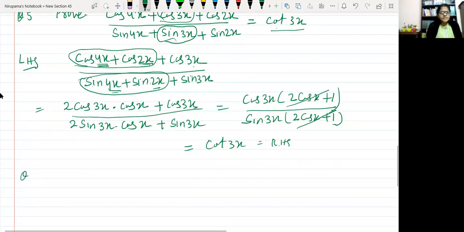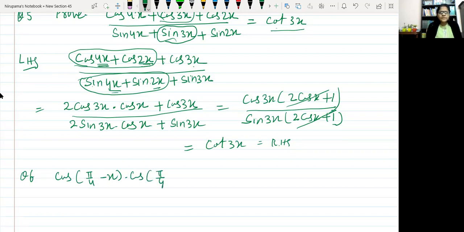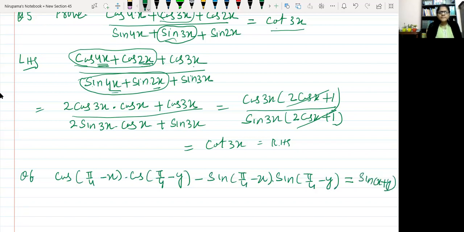Okay, so this is question number 6. Then the sixth question you have cos(pi/4 minus x) cos(pi/4 minus y) minus sin(pi/4 minus x) sin(pi/4 minus y). Prove that this is sin(x plus y). Okay, so this is a very simple question.